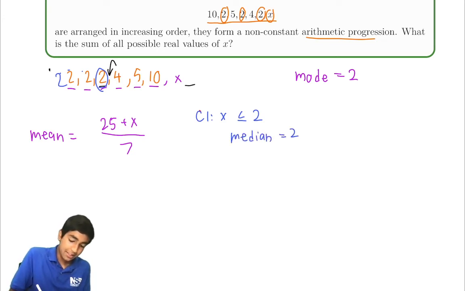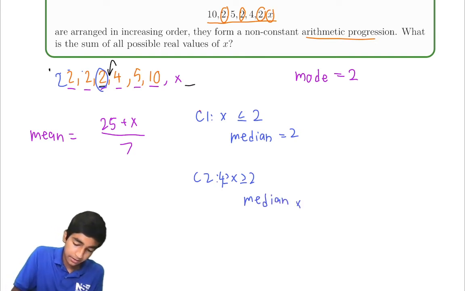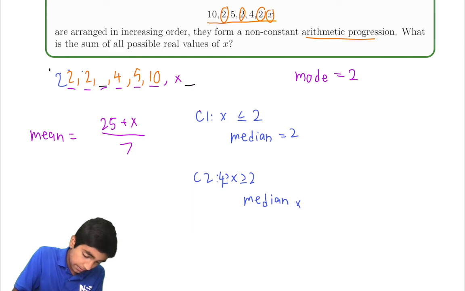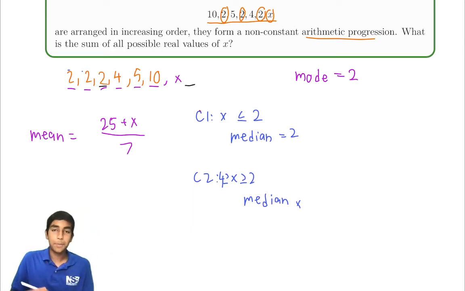If x is greater than or equal to 2, but less than or equal to 4, what is the median now? Equal to x. Because now there's 3 2's that are less than it, and 4, 5, 10, which is bigger. So median equal to x.